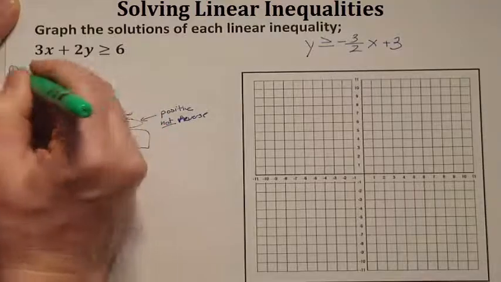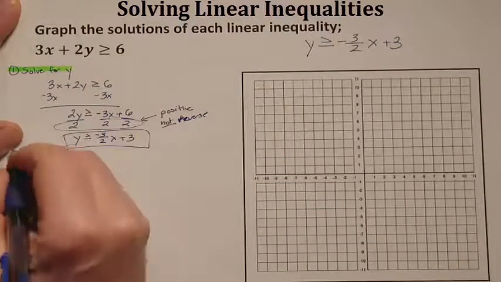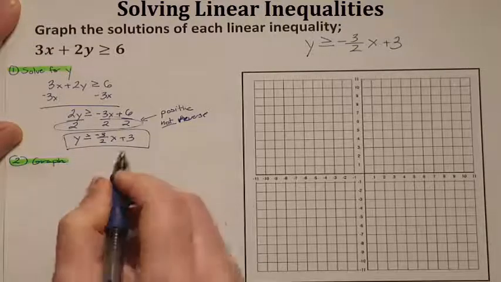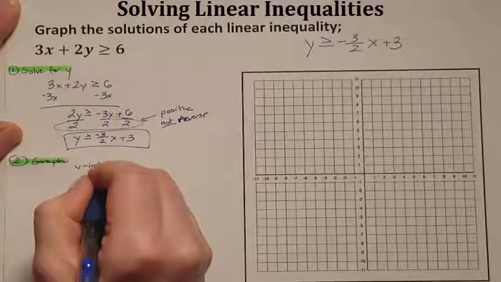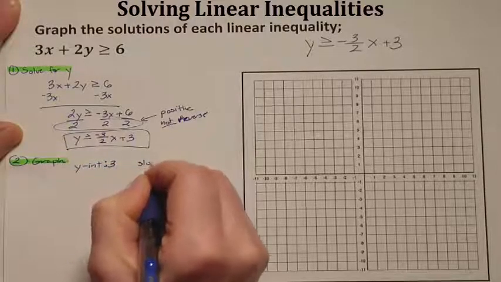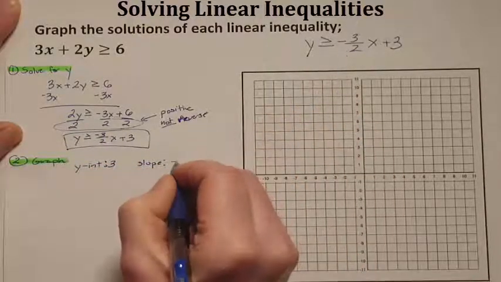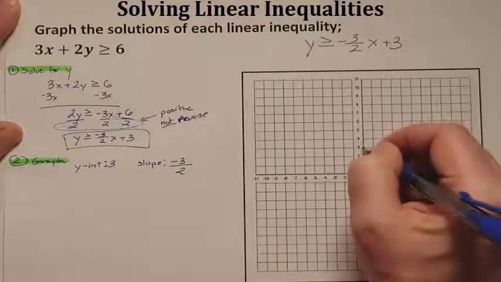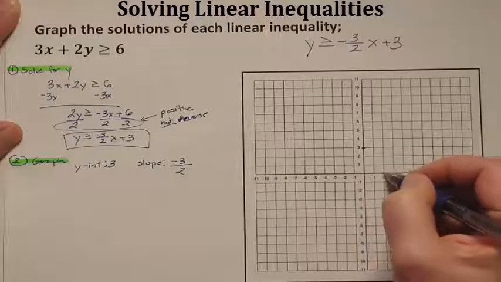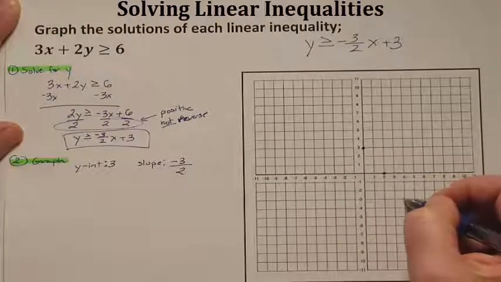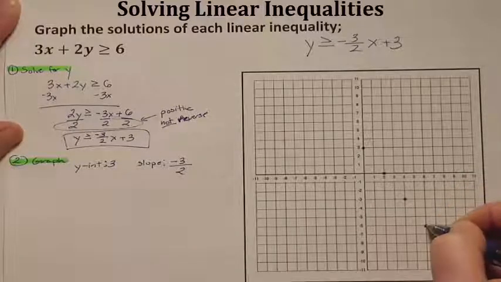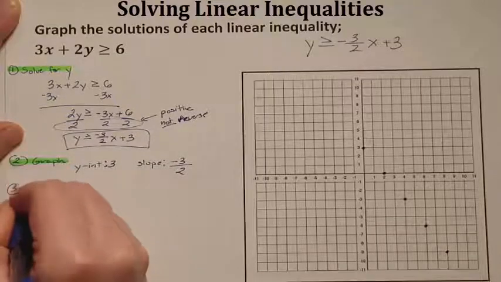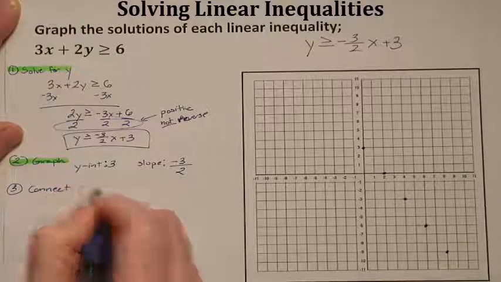So step number 1 was to solve for y. We solved for y. Now step number 2 is to try and graph it. My y-intercept was 3, and I need my slope. My slope's the number in front of x. My slope is down 3 over 2. So y-intercept of 3, slope says go down 3 over 2, down 3 over 2, down 3 over 2. Now you cannot connect yet because step 3 is you analyzing your inequality to figure out how to connect.